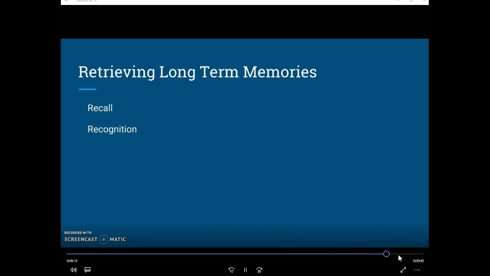Retrieving long-term memories. To retrieve a long-term memory, you usually have a retrieval cue, such as a word or phrase that makes you try to remember something. There are really only two ways to accomplish remembering something. One is recalling it, and the other is recognizing it. Recalling is when you get asked a question, and you recall the answer. You think back in your head, and you recall the answer. Recognizing is when you recognize an image or a face or a fact, and you match it with one that's already stored in your memory.